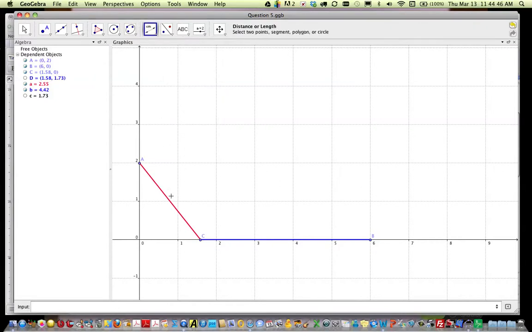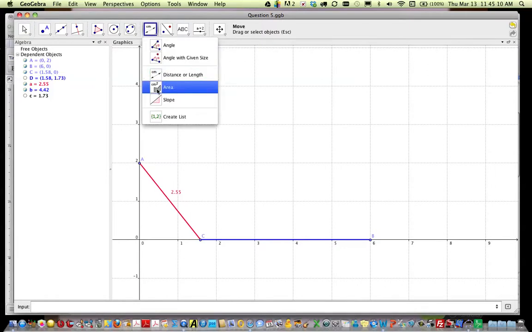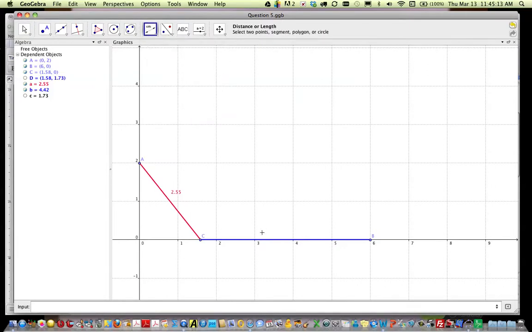All I have to do then is click on here and say this is what I want the distance of, and it tells me that distance is 2.55. I'm trying to grab it, move it. There we go. Alright, so that distance is 2.55. Then I also want to find the distance along the shoreline. So I click on distance again, click on this blue line segment, and I see that it's 4.42. Those aren't the values that I'm really all that interested in.